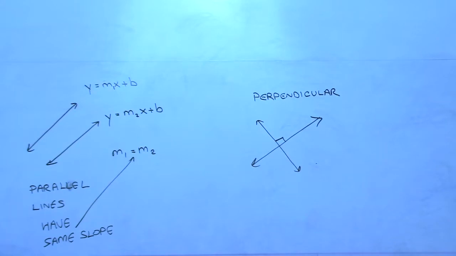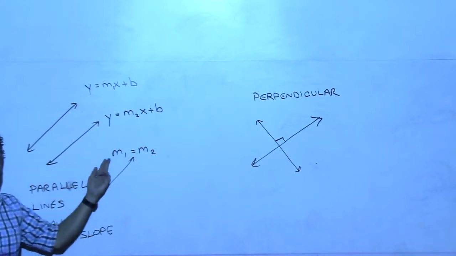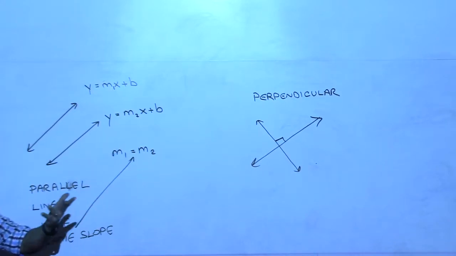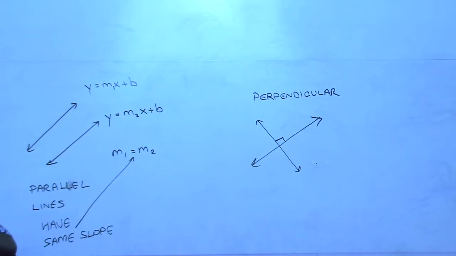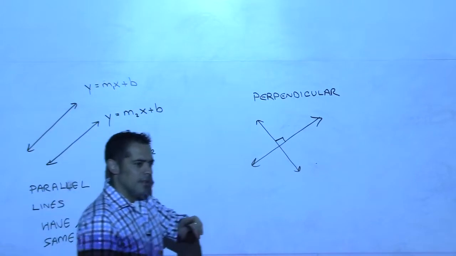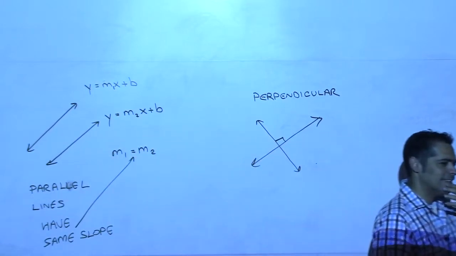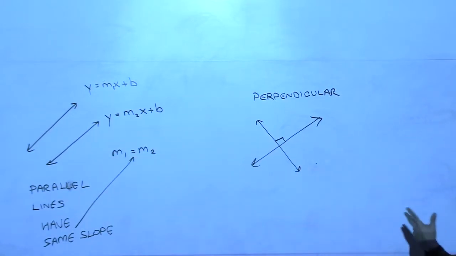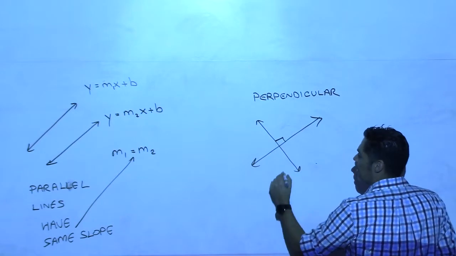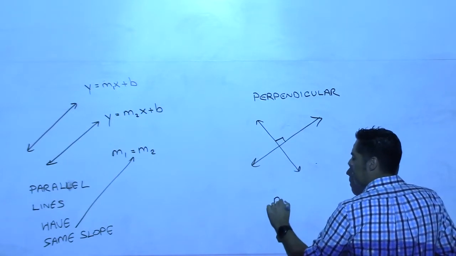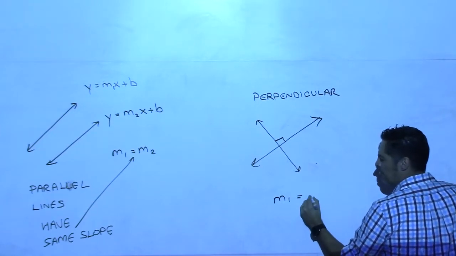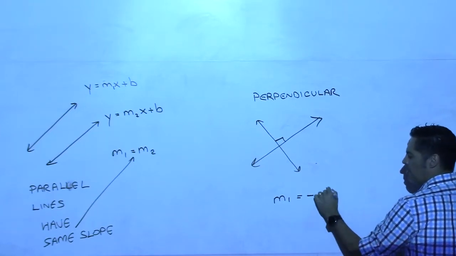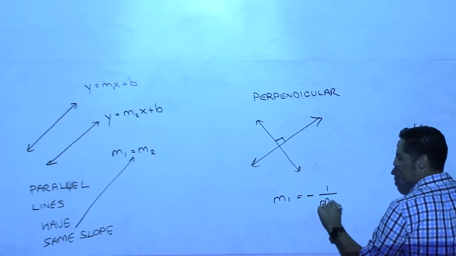How do you mean opposite? Like if one of them's positive, the other one's negative? Okay? Almost. That's not quite it though. There's something else. Yeah. So this is kind of weird, but this is the relationship we have to have. The slope of the first line has to be equal to negative 1 over the slope of the other line.